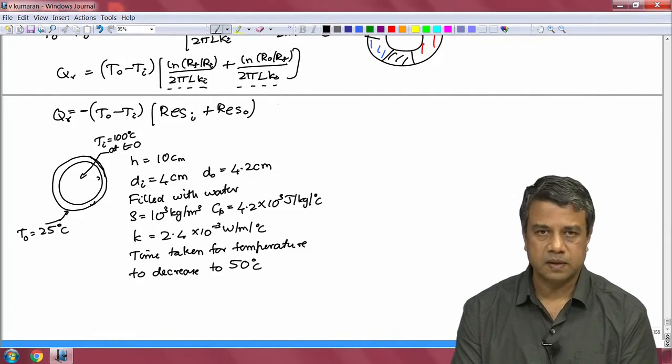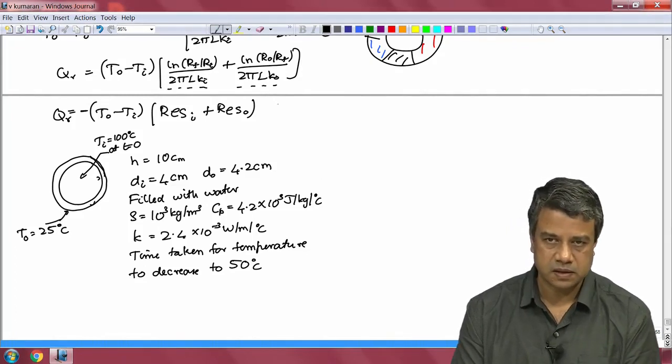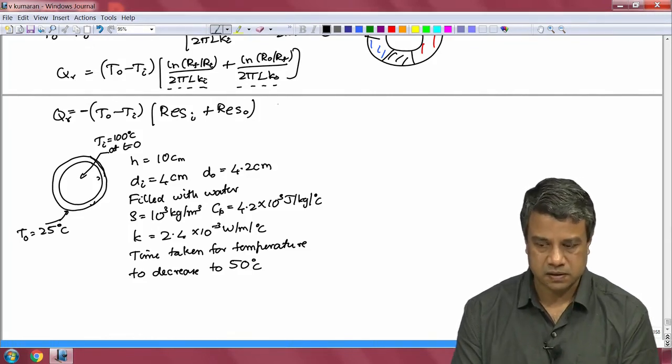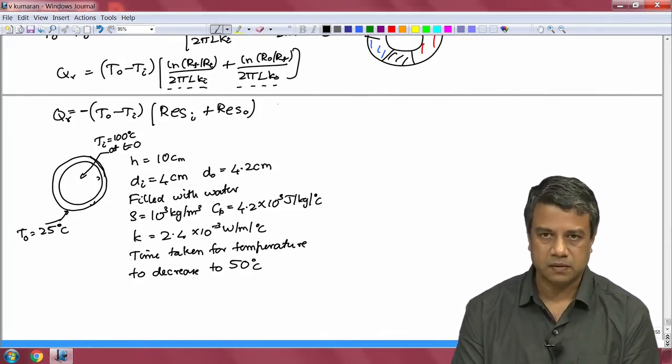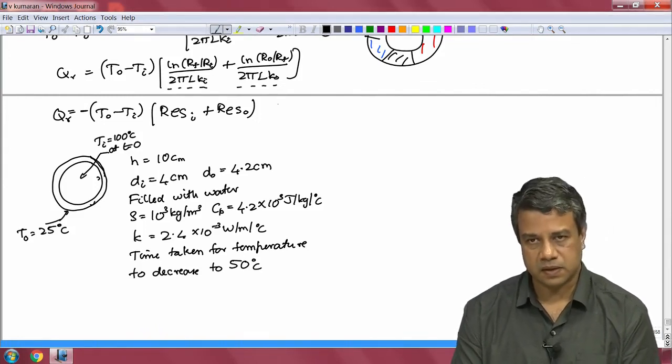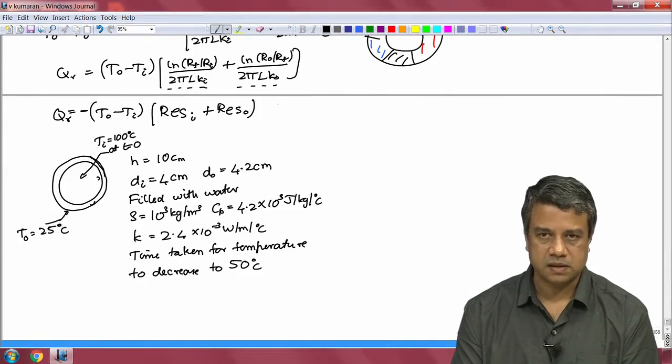So, this practical problem of conduction in a cylindrical coordinate system, I will continue in the next lecture. We will find out the time taken to reduce the temperature to 50 degrees centigrade from 100 degrees centigrade. I will continue this discussion in the next lecture. I will see you then.